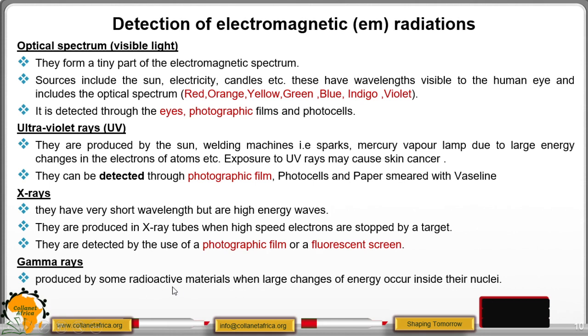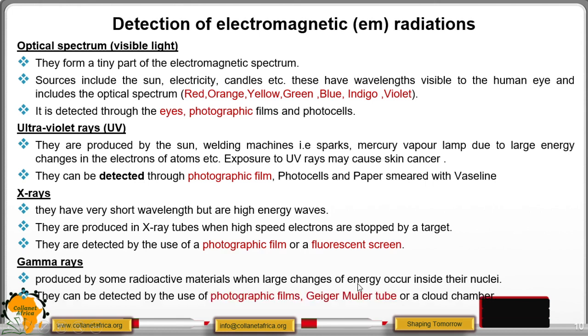So when they are not equal, we say that that nucleus is unstable. And if it is unstable, it has to undergo some disintegration so that it can acquire stability. So that atom has unstable nuclei, and when it undergoes disintegration, it releases some radiations. That radiation is what we call gamma rays. So these ones are produced by radioactive materials when large changes of energy occur inside their nucleus.